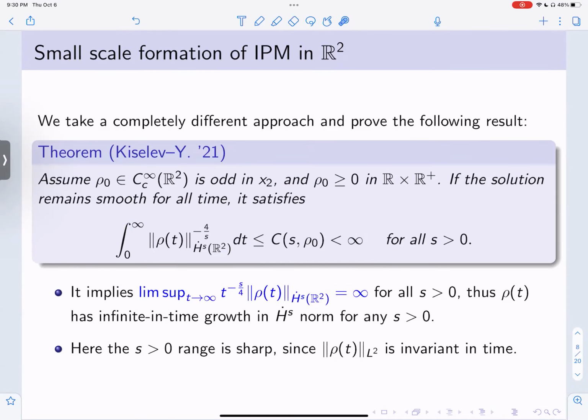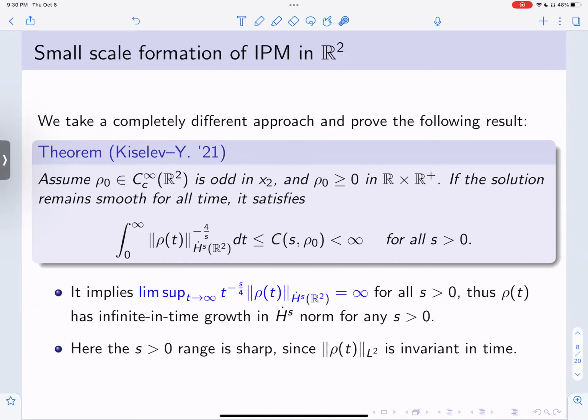So what does this estimate say? It says that if the solution remains smooth for all time, then this quantity has a finite time integral from 0 all the way to infinity. If a certain quantity has a finite integral over the whole interval, it needs to have some kind of decay as t goes to infinity in the average sense. For example, 1 over t is like the borderline case where the tail is integrable versus non-integrable.